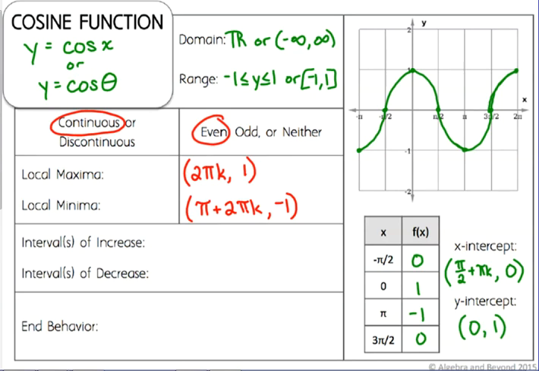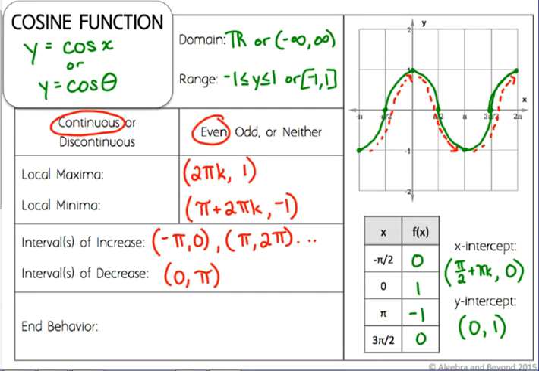All right, intervals of increase. The first one that I see here is from negative pi to 0. And then it happens again from pi to 2 pi, we are increasing. And again, I could come up with more if I was looking at a wider window. Decreasing, I only see one in this current window, and that's from 0 to pi. My function is decreasing from left to right. Again, if I was looking at a bigger window, there would be more intervals of decrease.